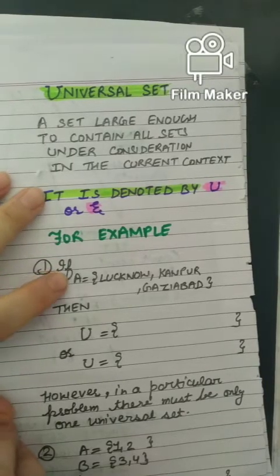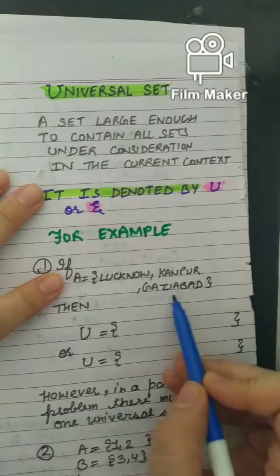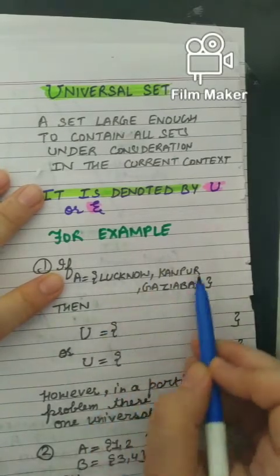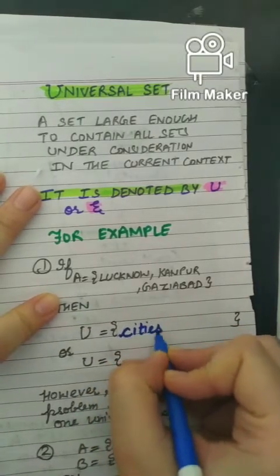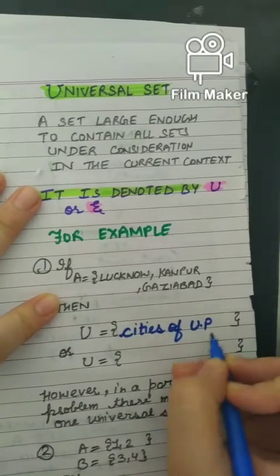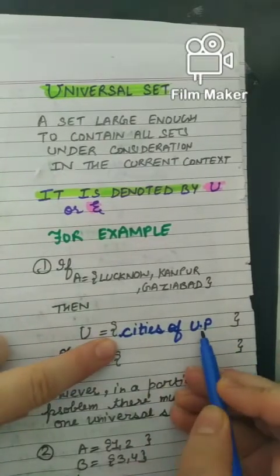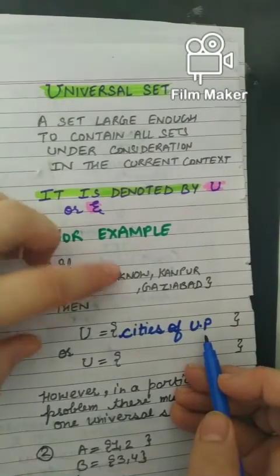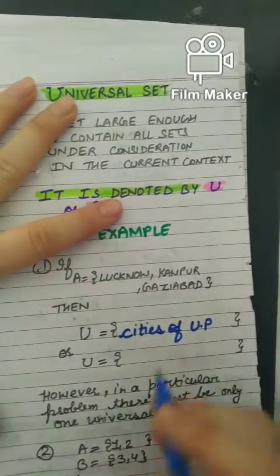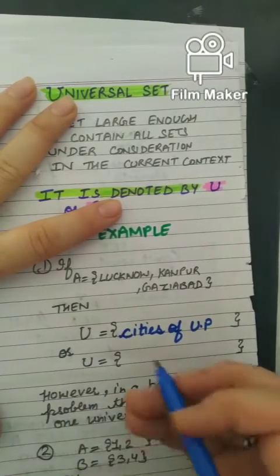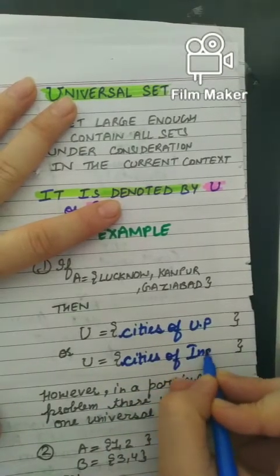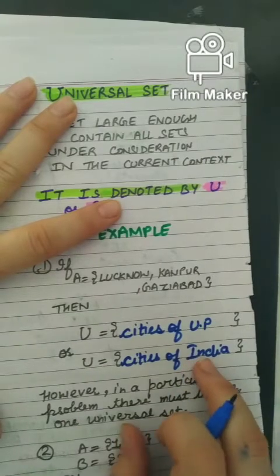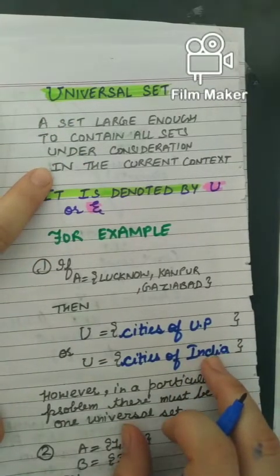So I can give you one example. If A is equal to Lucknow, Kanpur, Ghaziabad, this is a set. So what elements are there? You can see these are cities of UP. So universal set can be cities of UP, Uttar Pradesh. You know that in cities of UP we have extra elements also. So many cities are there and these are 3 among them. In place of this, I can take universal set as cities of India also. Cities of India, right? So it includes more. So this is a universal set. I have told you it is large enough to contain all the sets under consideration, right?